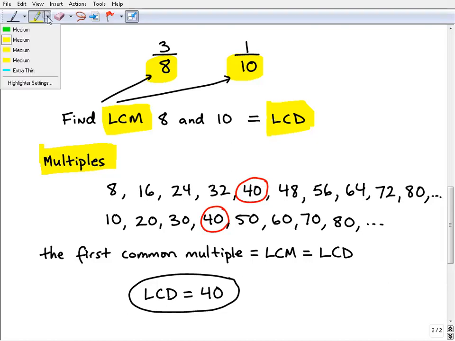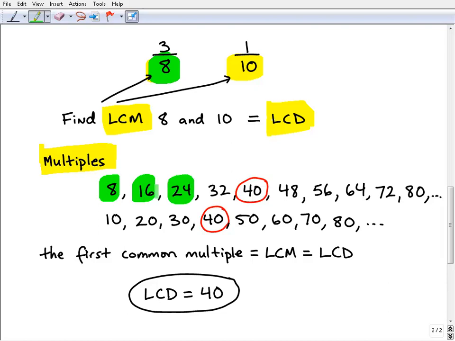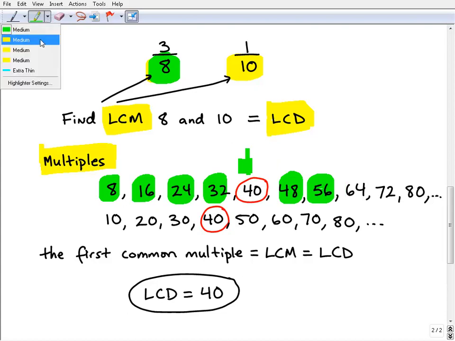Let's take a look at 8 here. Multiples of 8 are basically, think of it as the times table, right? So we have 8 times 1 is 8, 8 times 2 is 16, 8 times 3 is 24. So these are multiples of 8. As you see, we just continue to go on: 32, then 40 and 48, etc. We can keep going on and on. Those are our multiples for 8. Now, multiples of 10 are 10, 20, 30, 40, 50, 60, etc.